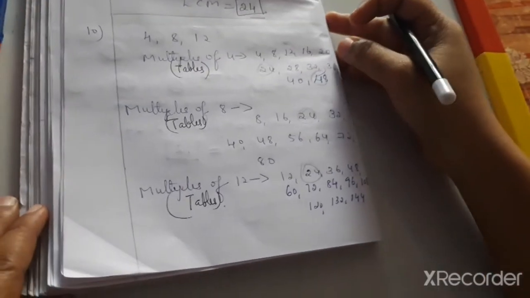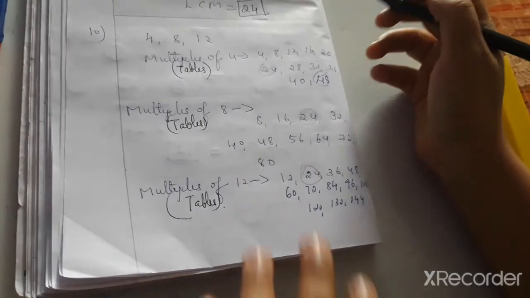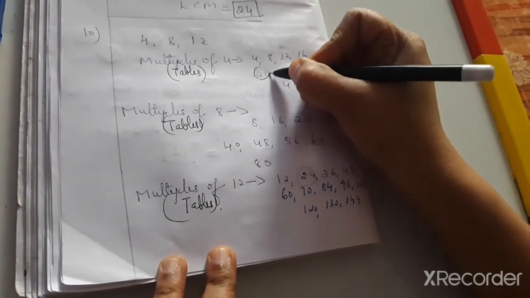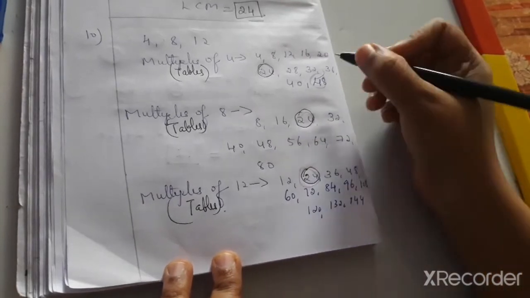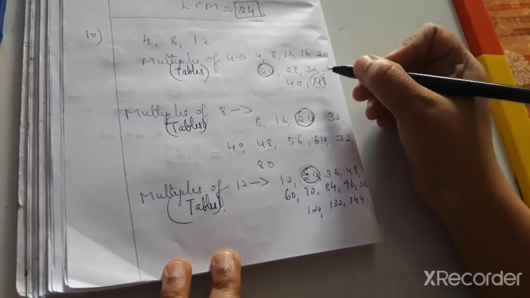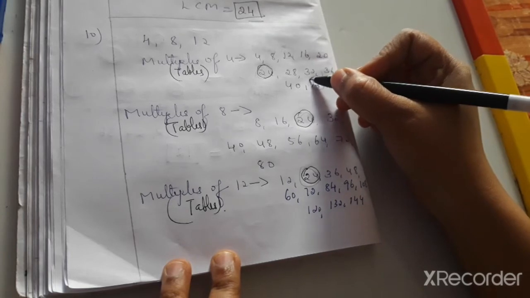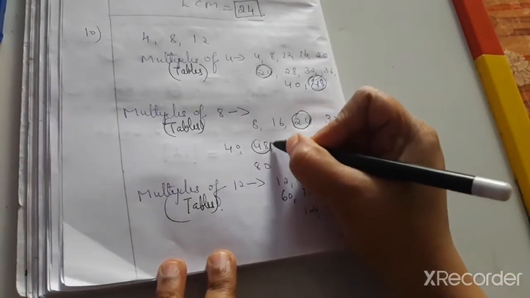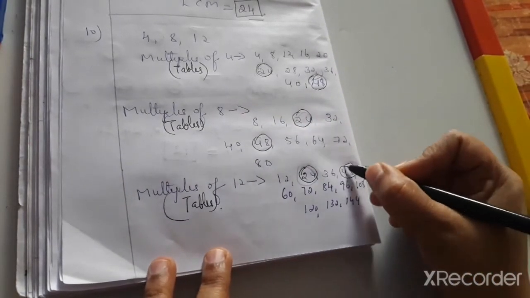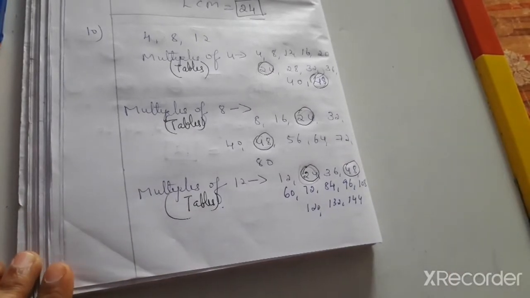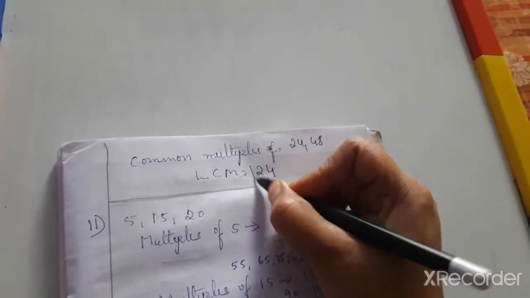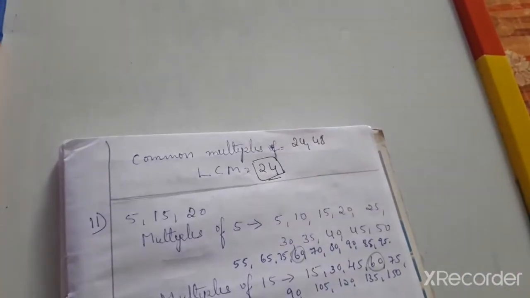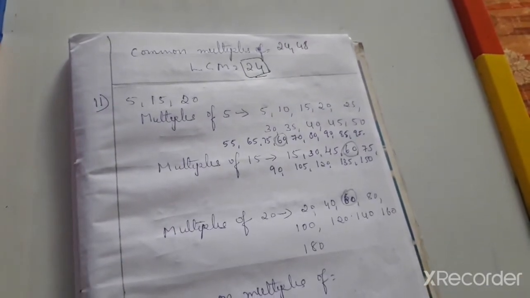Now we have to check which are the common multiples. Which are the common multiples here? 24, here also 24, here also we have 24, and 48. Yes, on all 3 sides we have 48. So the common multiples are 24 and 48, and the least common multiple is 24. That is the answer.